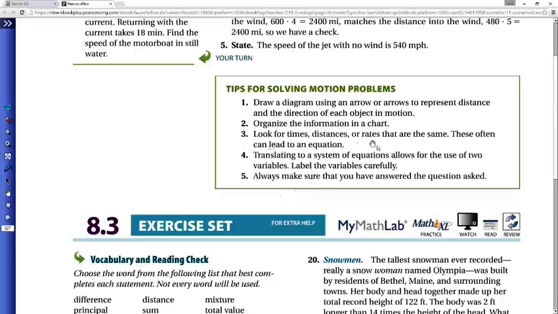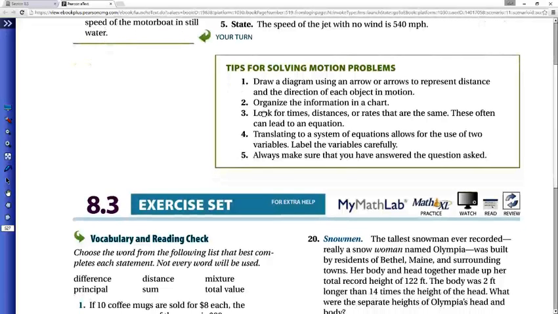Look for times, distances, or rates that are the same. If things meet each other, or if they're going in the same direction, like that first example, they're going to go the same distance. Sometimes they might talk about how long it will take to get to something. Well, if it's a certain amount of time for each of these things that are moving to occur, that's what they're talking about. When this time is the same, that's when they meet or they've gone a certain distance.